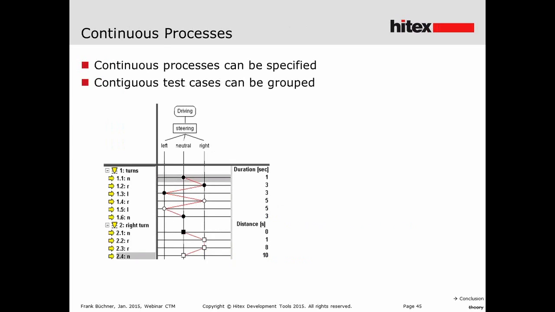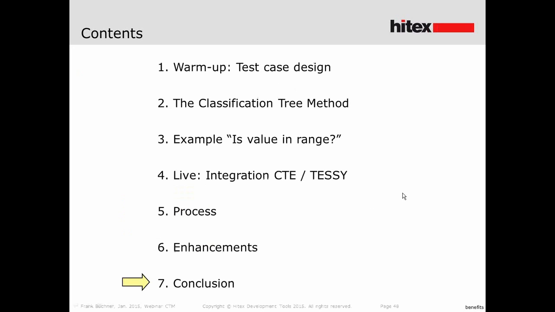Another thing I would like to mention is that the classification tree method can also specify continuous processes or continuous test cases. You see here, for instance, an example about the steering wheel of a car, and this test case number 1 says, okay, the test starts in the neutral position, and this position should be held for a second, and then the steering wheel should make a right turn, and this position should be held for 3 seconds, and so on and so on. So this is also possible. You see also here a test case can be divided in test steps, like in TESSY, and you can import this also in TESSY.